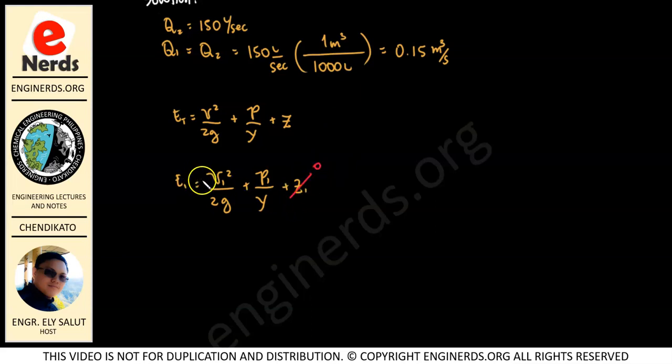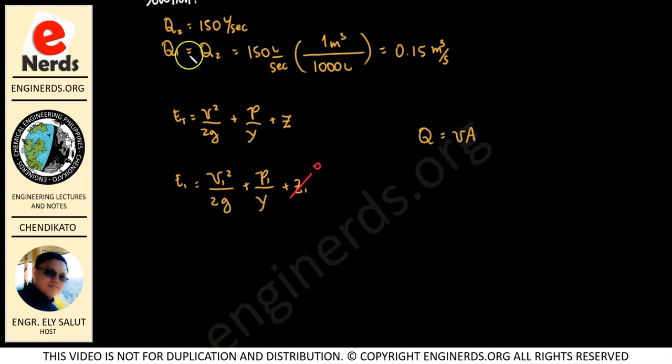Now, we don't know the velocity yet. So, we need to get velocity 1. So, how are we going to get velocity? Well, we know our Q, which is the volumetric flow rate, no? And we know that Q is equal to velocity times area.